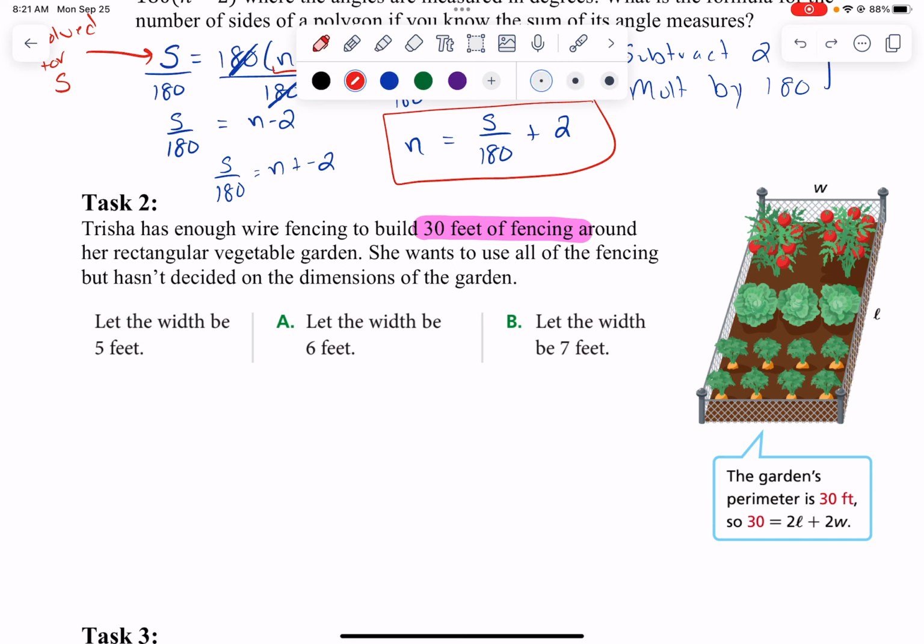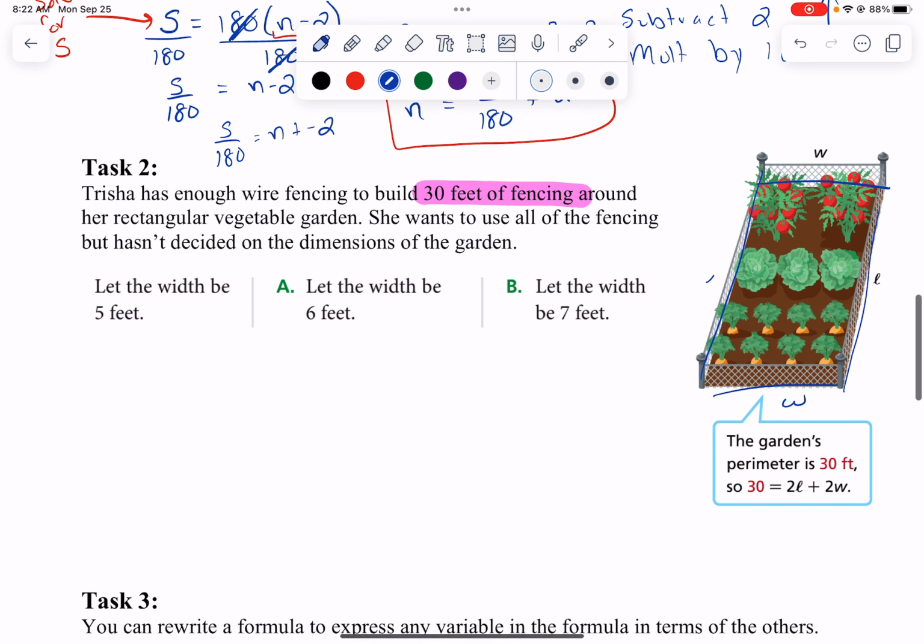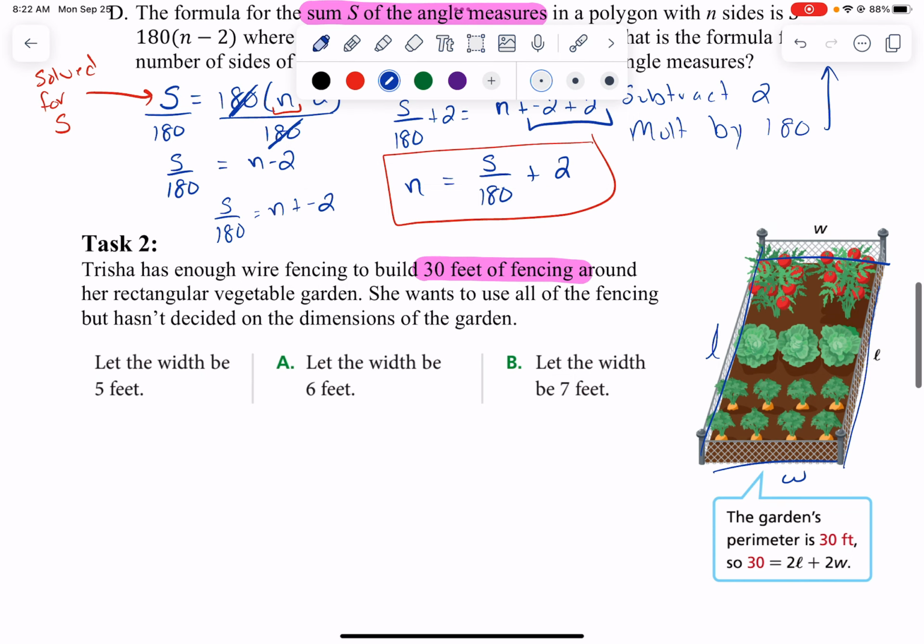So we know that the garden's perimeter, all the way around, is the perimeter. And here's our equation for perimeter. If this is a width W, then this is also a width W. If this is a length L, then this is a length L. So if I add W plus L plus W plus L, I've got 2 W's plus 2 L's. So I know that has to be 30.